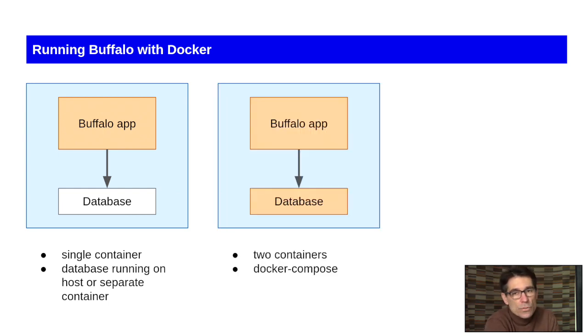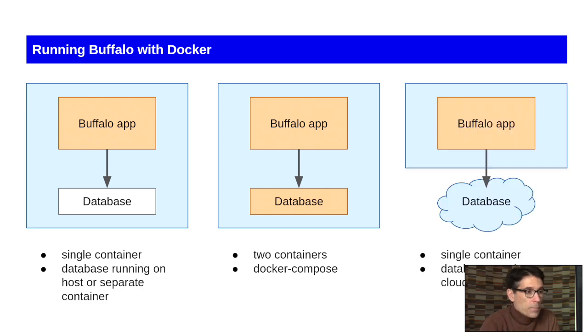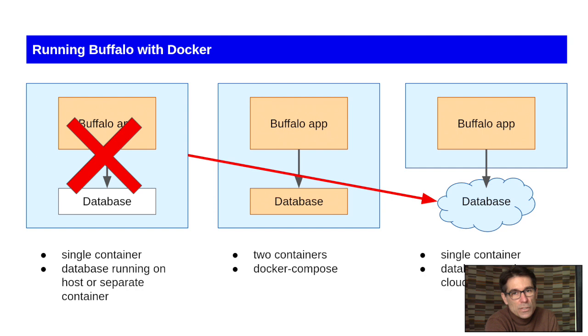Another option would be to use something like Docker Compose, which helps us run multiple containers and manages the network interface in between them. So here we have Buffalo in one container, a database in another, and Docker Compose will help us manage the network connection between them. A third option is to put our Buffalo app inside a container and use a hosted database solution, something in the cloud, AWS or render.com, or some other hosting provider that basically has a URL that you can connect to for the database.